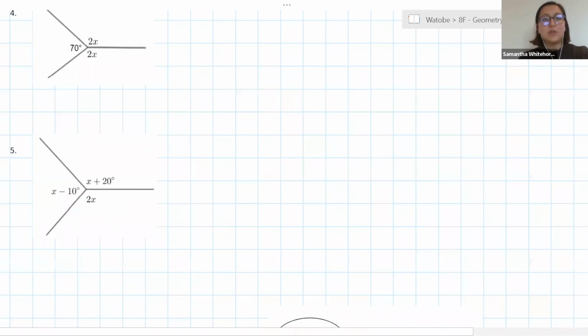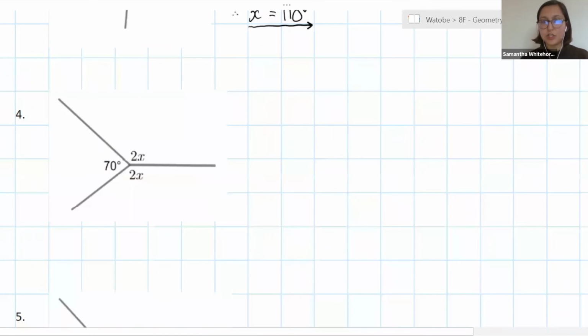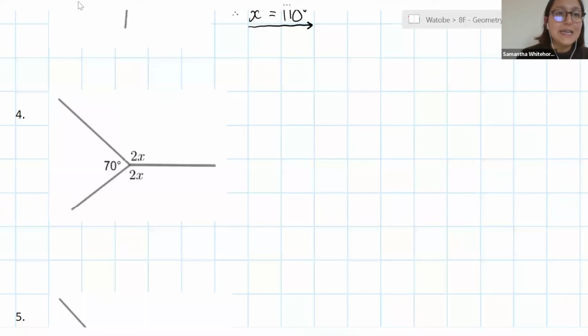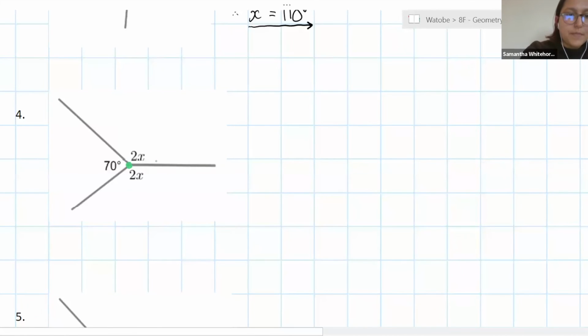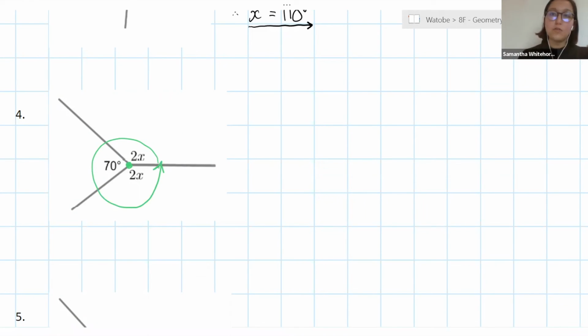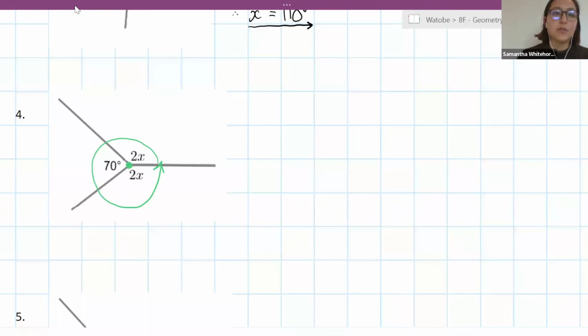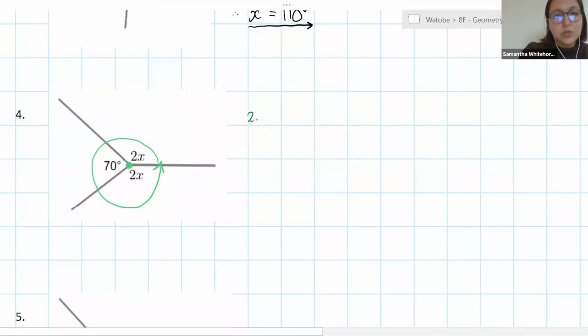Right, guys, so let's carry on with some of these geometry questions. Here's question 4, right? So let us have a look at what's going on here. What we can see here is I've got a central point around which I have 3 angles. But if I add the 2x, the 70 and the 2x, I should get 360 degrees because all of those angles go around in a circle to give me 360. So I can set up my equation. I know that 2x plus 70 degrees plus 2x must give me 360.